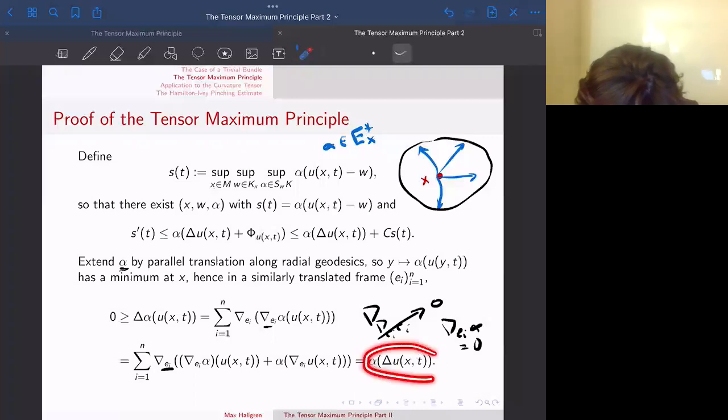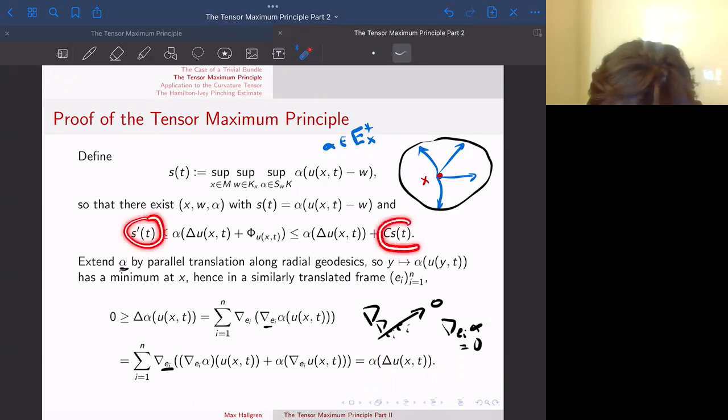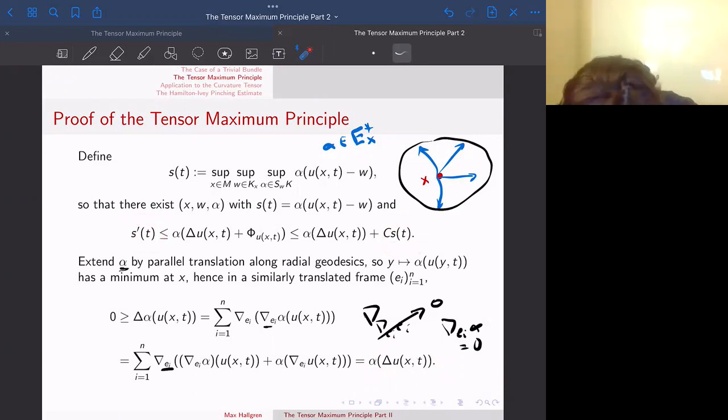So now we've shown that this is less than or equal to 0, and so once again we get s prime of t is less than or equal to c s of t. Okay, and so as before, this concludes the proof.